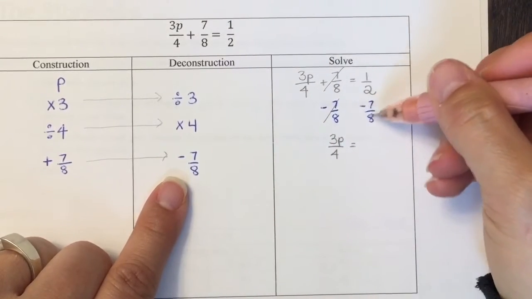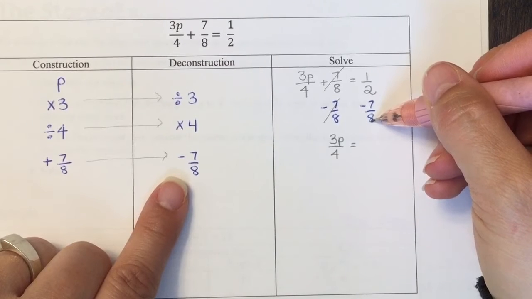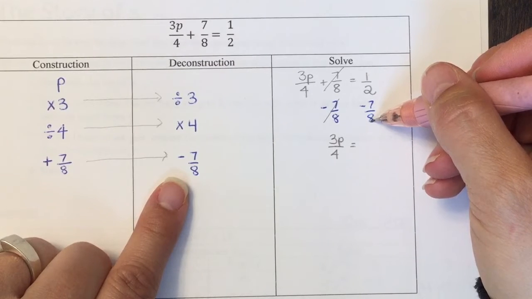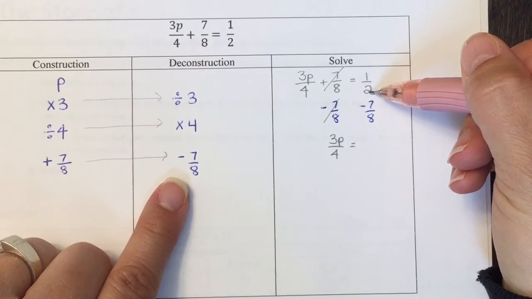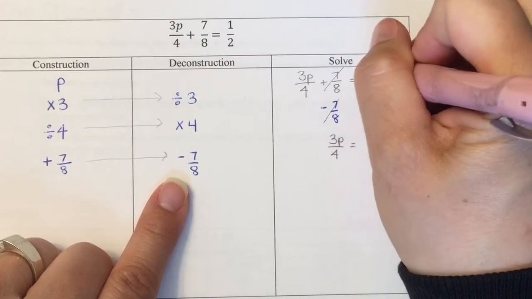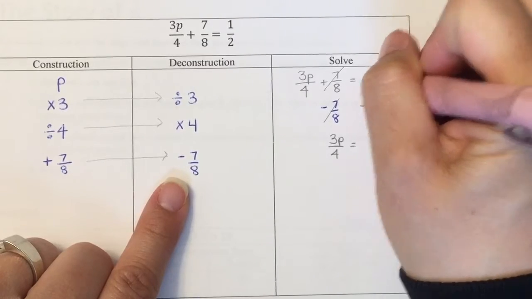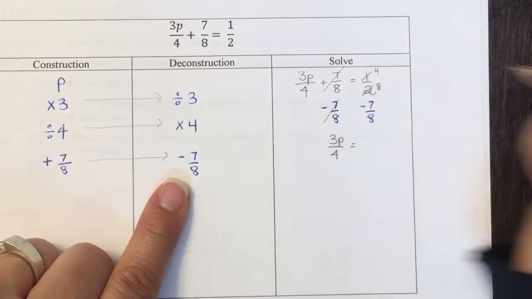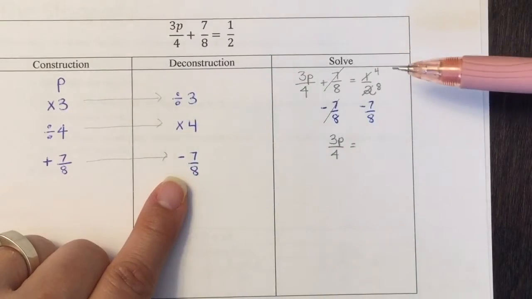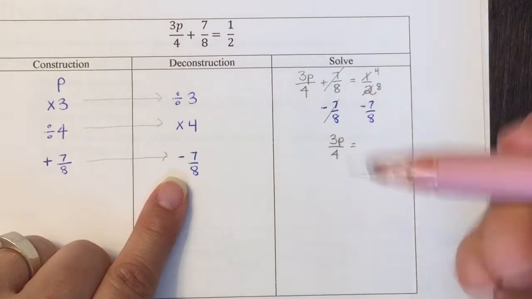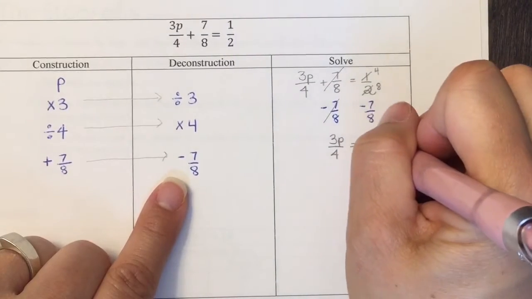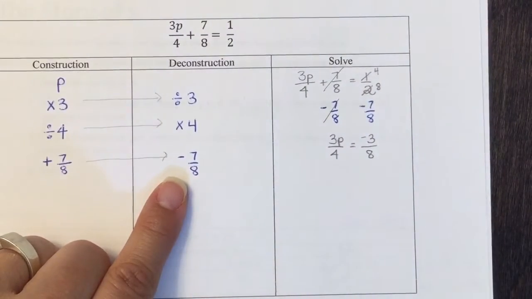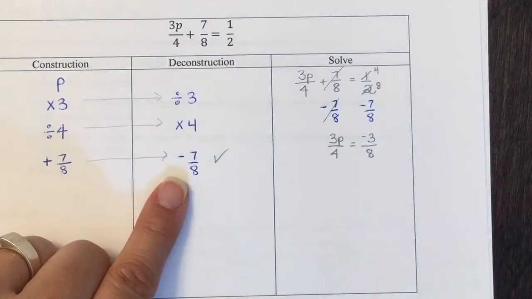And 1/2 minus 7/8. If we want to subtract two fractions, they have to have the same denominator, right? So how do I make 2 into 8? I'm going to multiply it by 4. So 1 times 4 is 4, 2 times 4 is 8. Now, 4 minus 7 is minus 3, and our denominator stays the same. We keep the denominator and just subtract the numerators. So now we've done that.